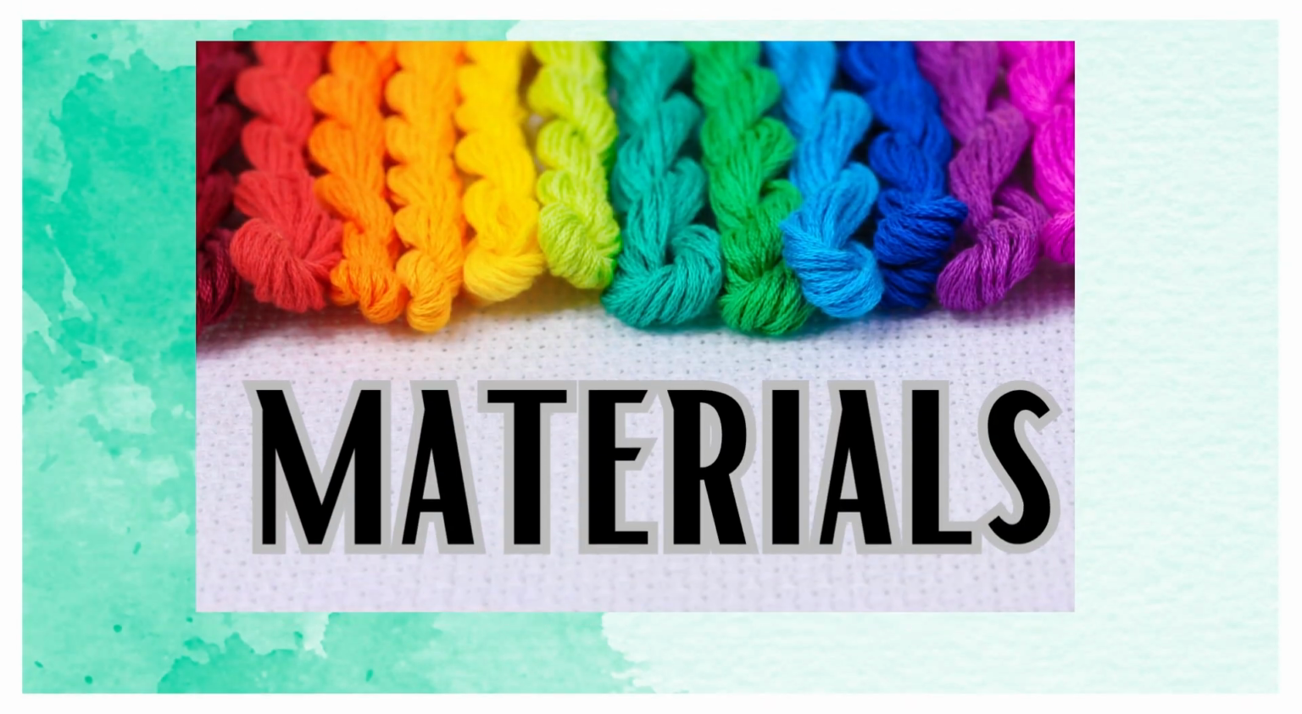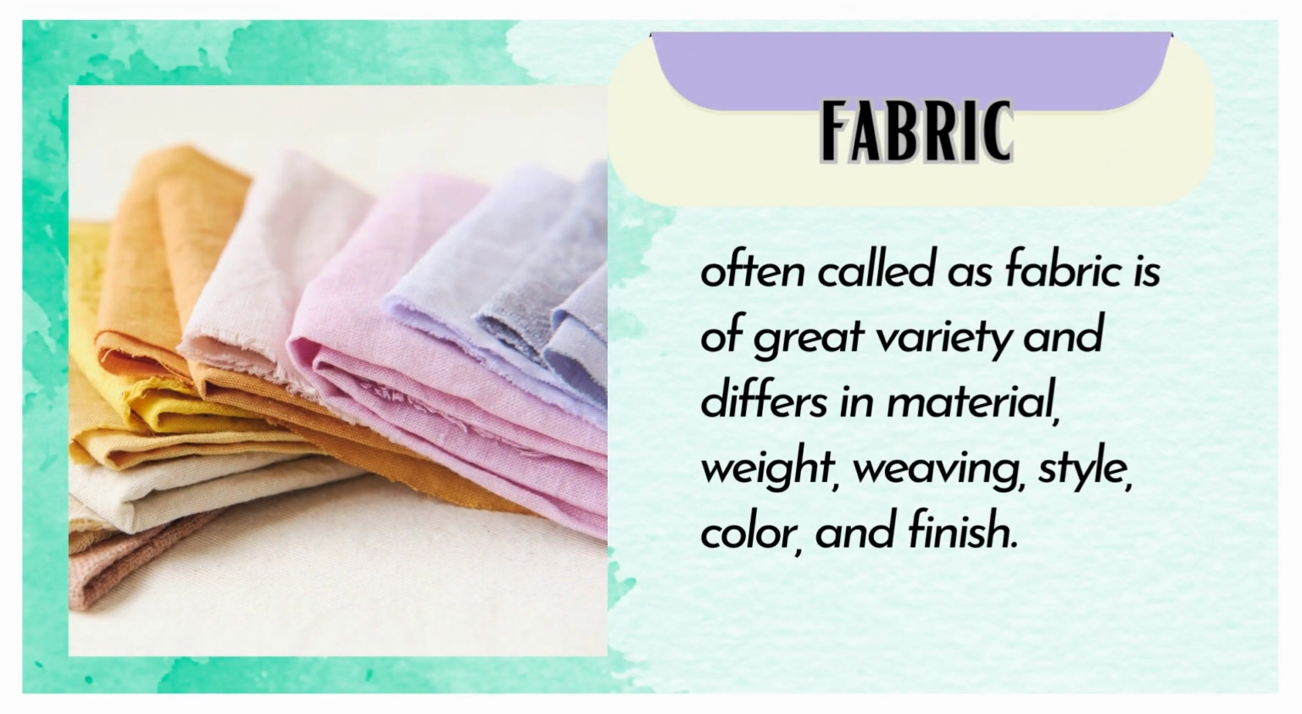Materials are what we call consumables. It is intended to be used up relatively quickly. First is fabric. It is of great variety and differs in material, weight, weaving, style, color, and finish. There are 3 different types of fabric: the common weave, even weave, and basket weave.